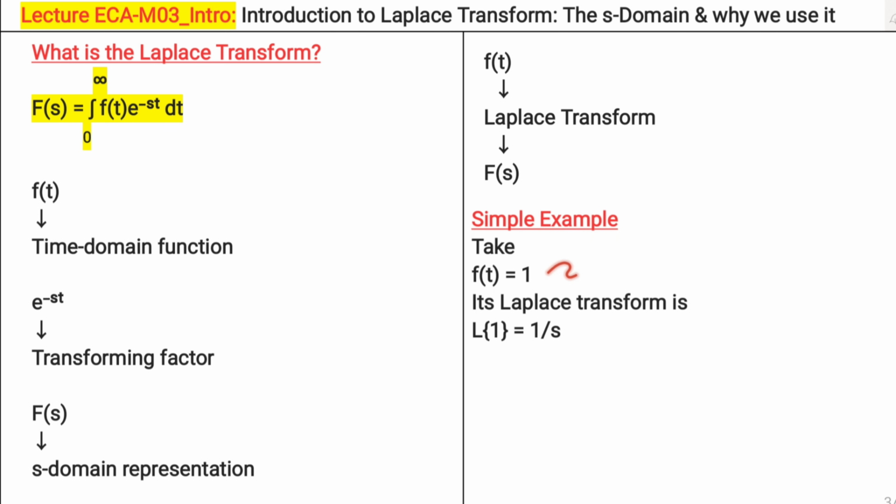So, let's take a simple example. If f(t) is equal to 1, and when we put f(t) equal to 1 in this equation, the Laplace transform comes out to 1 by s. Time domain constant 1 becomes 1 by s in S-domain.